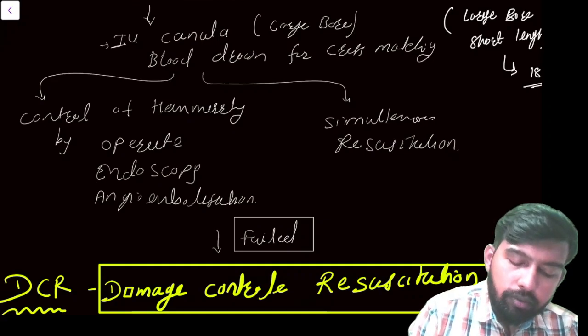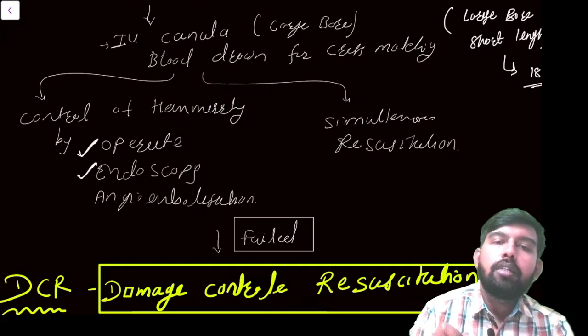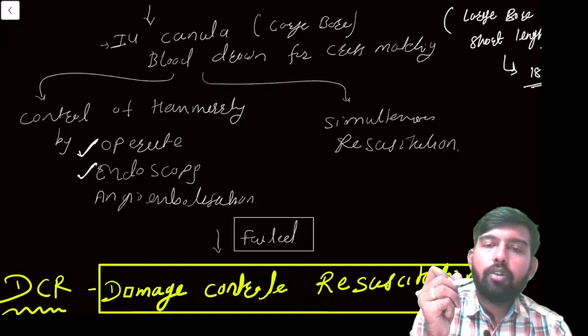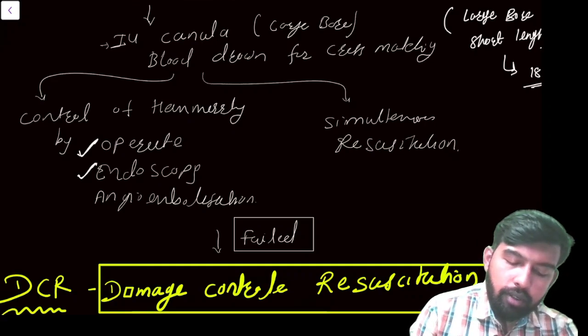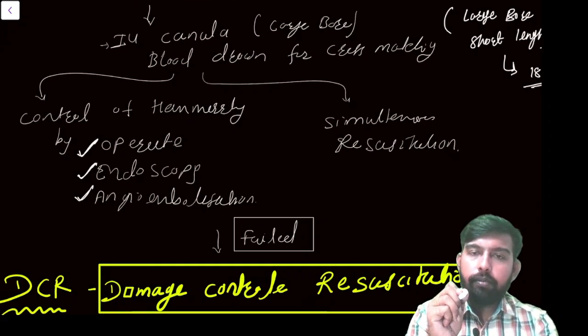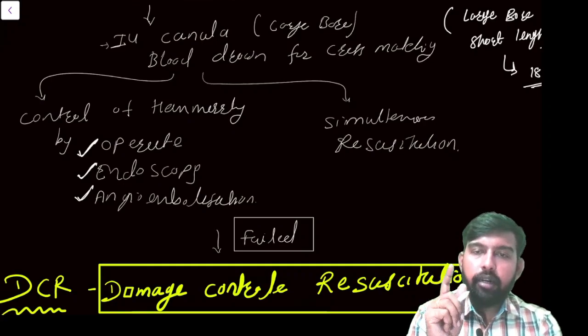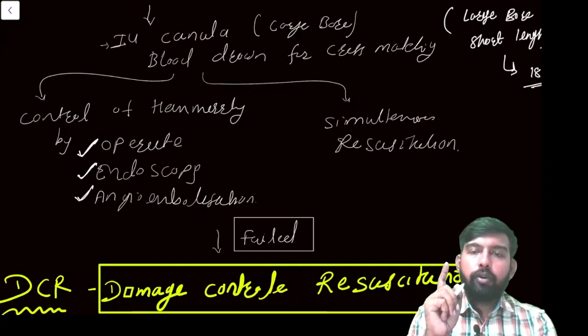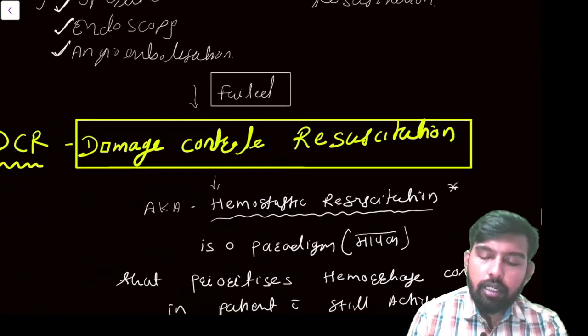Control of hemorrhage may require surgery, or it can be endoscopic management of the hemorrhage, like in the case of an upper GI bleed, or it can be controlled by angioembolization. If there is continuous bleeding and the patient is in shock and all the measures for controlling the hemorrhage have failed, then there is a protocol, damage control resuscitation, which should be initiated.